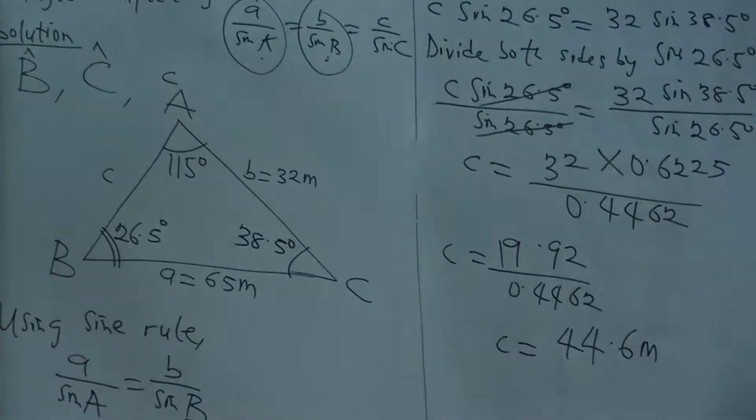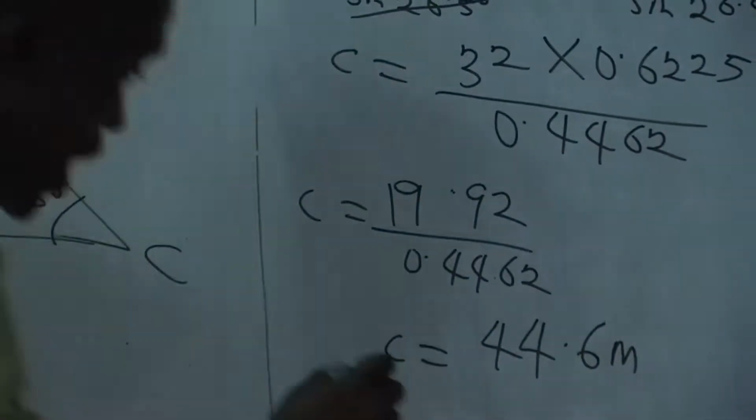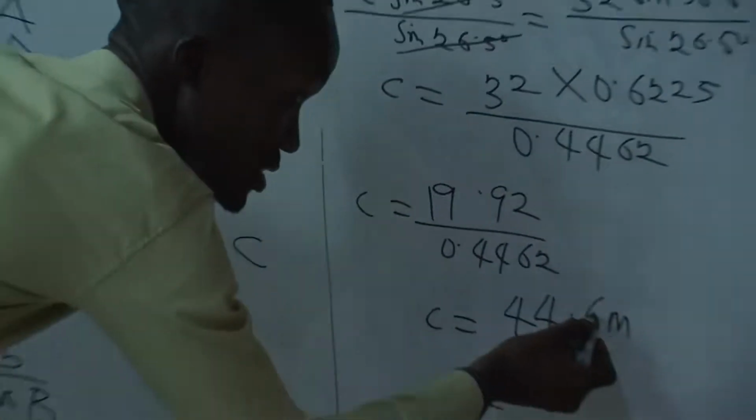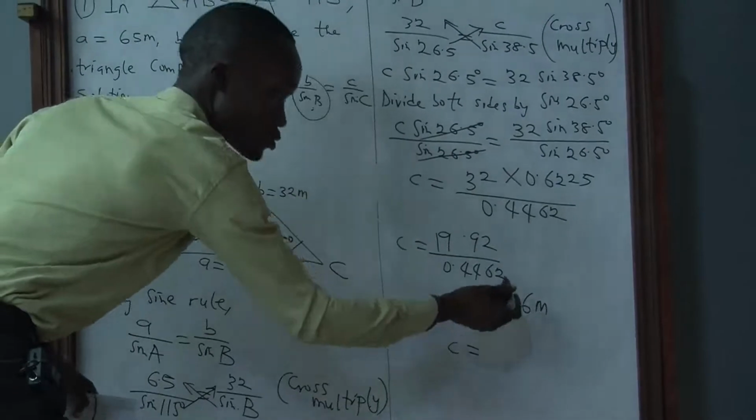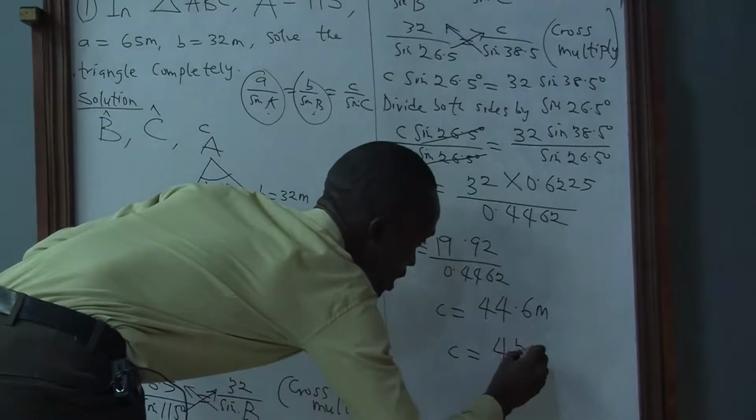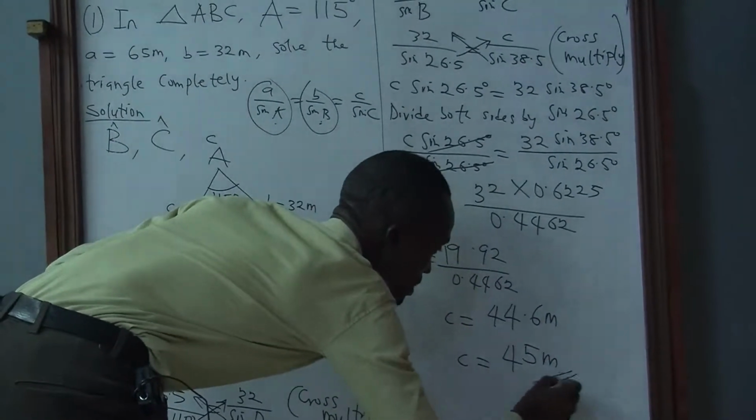But because the other ones are in the nearest whole number, we have C to be, this is 6, and 6 is rounded up to 1. So the addition of that 1 to this 4, we make our answer to be 45 meters.